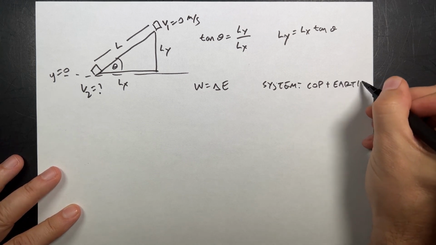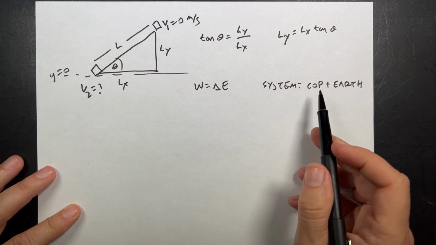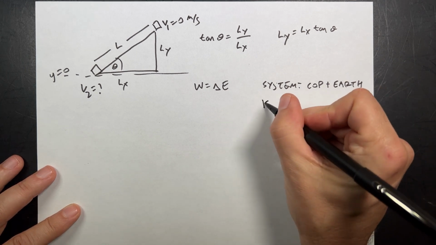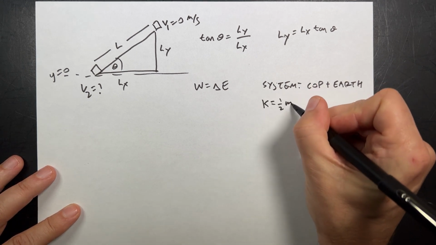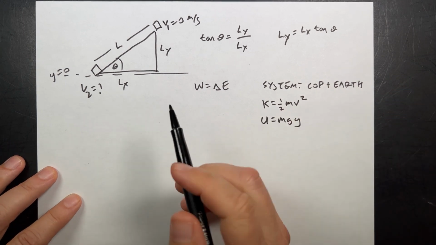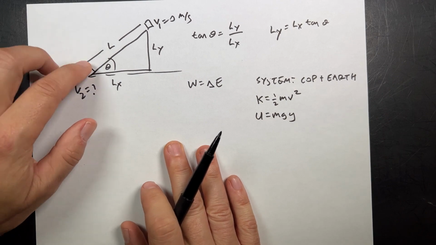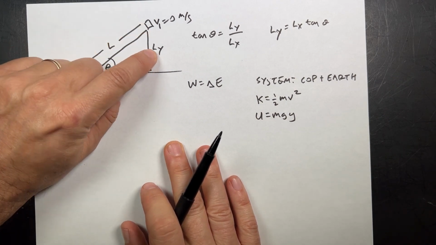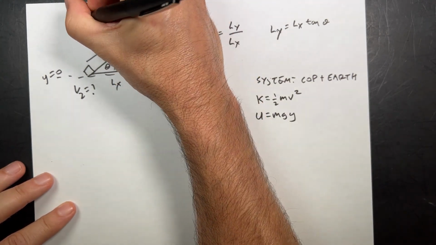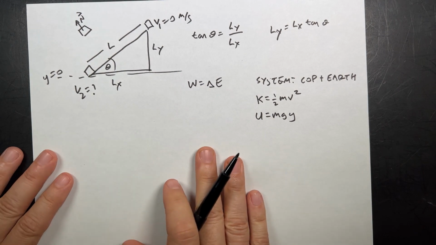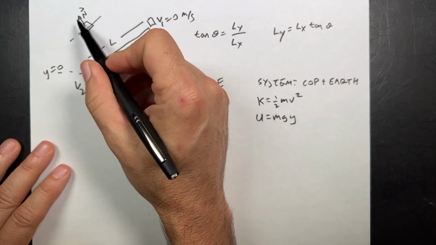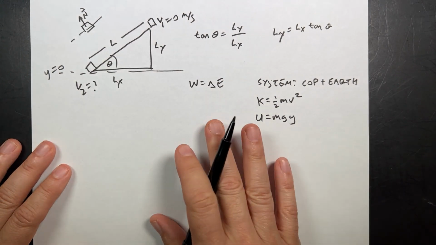And by adding the Earth in there, then I will have a gravitational potential energy. If you just have the cop, you have to do the work done by gravity. I don't want to do that. That means I have two types of energy. I have the kinetic energy of the person, 1/2 mv squared, and the potential energy mgy. So they're going to end up at y equals 0, start at y equals Ly. There is another force on the person, the normal force, but the person's moving perpendicular to the normal force. So the work done by the normal force is 0. We don't have to worry about that.